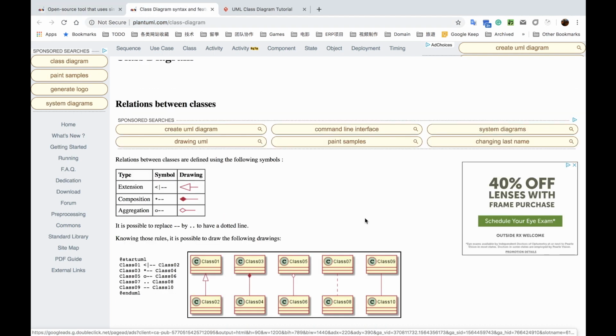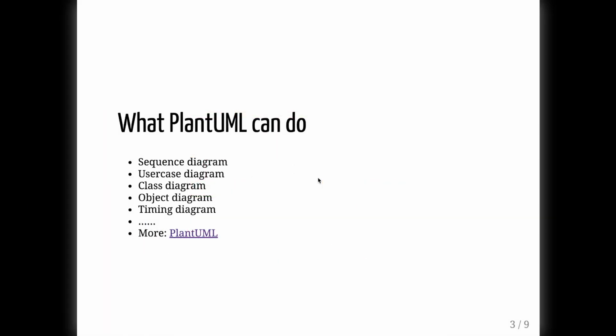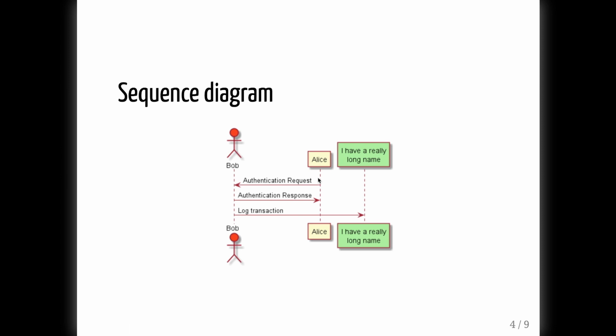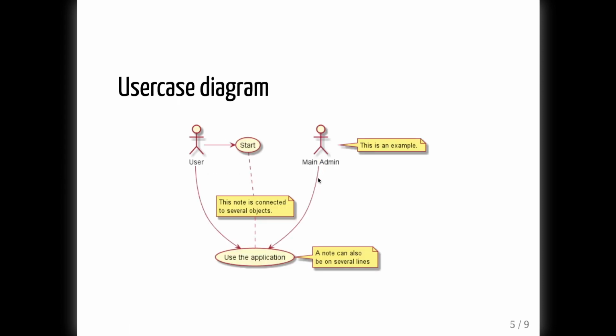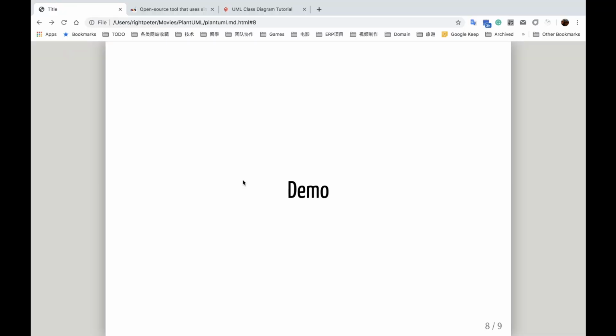And in my opinion, you can definitely learn everything on the fly. Whenever you want to draw some UML diagrams, you can just go to this website and check how to use the code. But for me, I usually draw diagrams like sequence diagram, use case diagram, class diagram, timing diagram, stuff like that. Today, I'm going to give you a demo on how I use PlantUML. Okay, let's get started. I'm a Vim user, so I'll use Vim to show you the demo today.